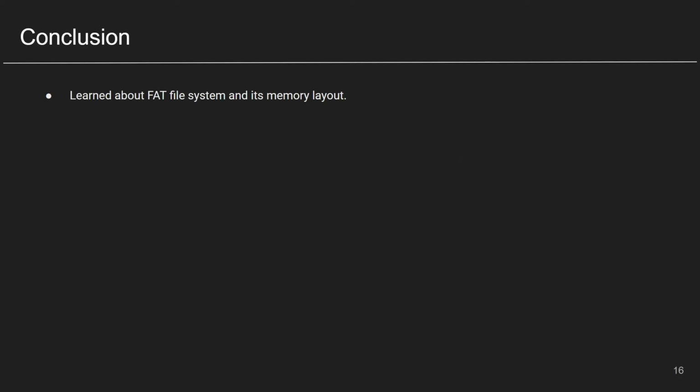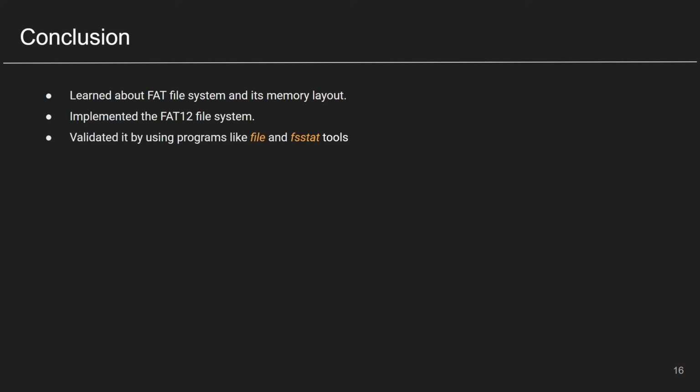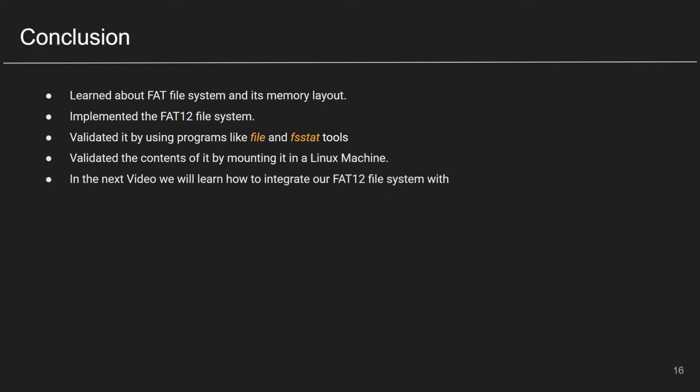In this session, we learned about the FAT file system and understood its memory layout, how different sectors like boot sector, FAT table, root directory, and data area fit together. We then implemented our own FAT12 file system from scratch step by step. After that, we validated our implementation using tools like file and fsstat to confirm the correct file system structure. Finally, we mounted our FAT12 image on a Linux machine and verified that the files we created were actually accessible, proving our implementation works. In the next video, we will take it a step further by integrating our FAT12 file system with Raspberry Pi Pico using TinyUSB.